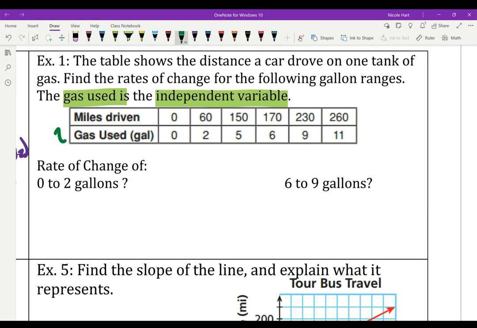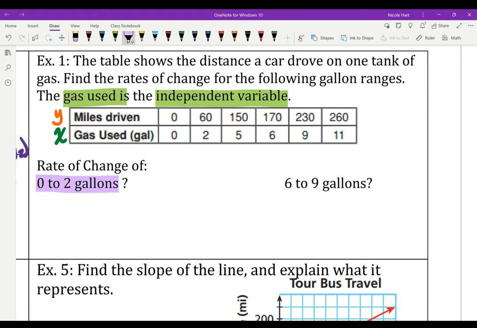So gas used, I'm going to put an x in front of it, and then that leaves our miles to be our y. So this might look a little different than some of the tables we've looked at. That's why I wrote the x and y there, because that'll help me remember. And it gives us 2 different ranges to find. So we have the rate of change of 0 to 2 gallons. I'm going to start off and highlight this, 0 to 2 gallons.